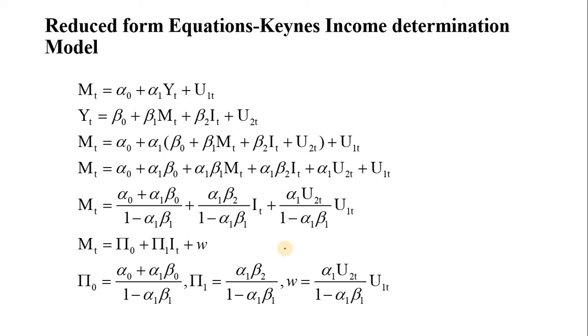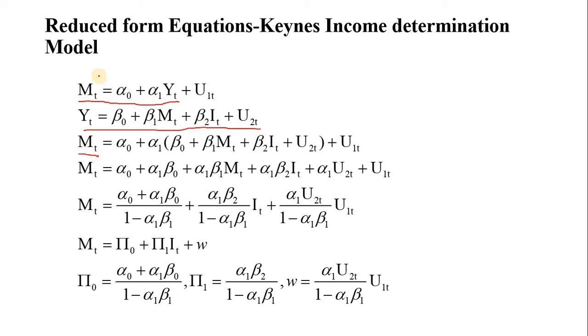In this equation, Mt is equal to money supply, total money. Yt is equal to GDP, and GDP is equal to money supply, investment, and utility. This is a Keynesian income determination model, including money. Now what you do, I am solving for Mt.